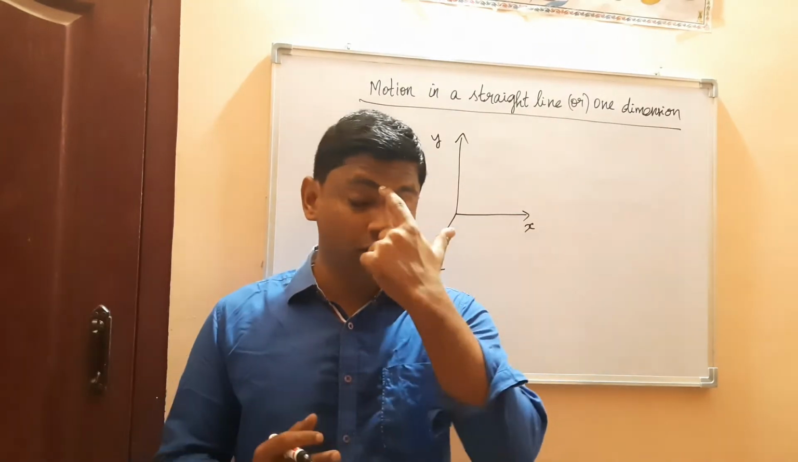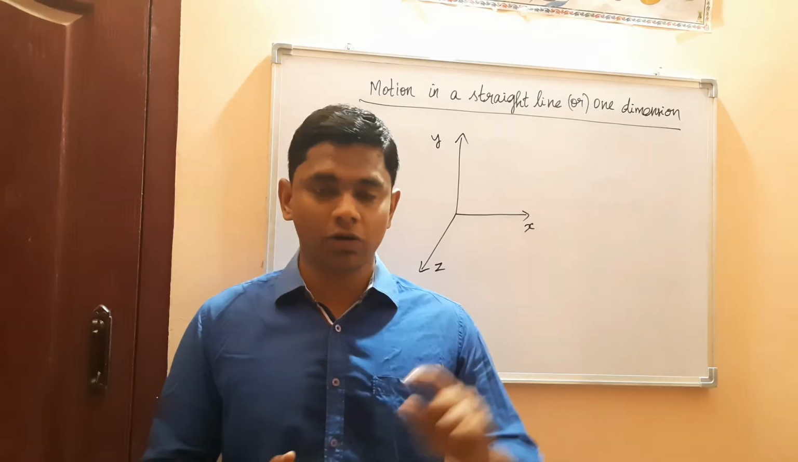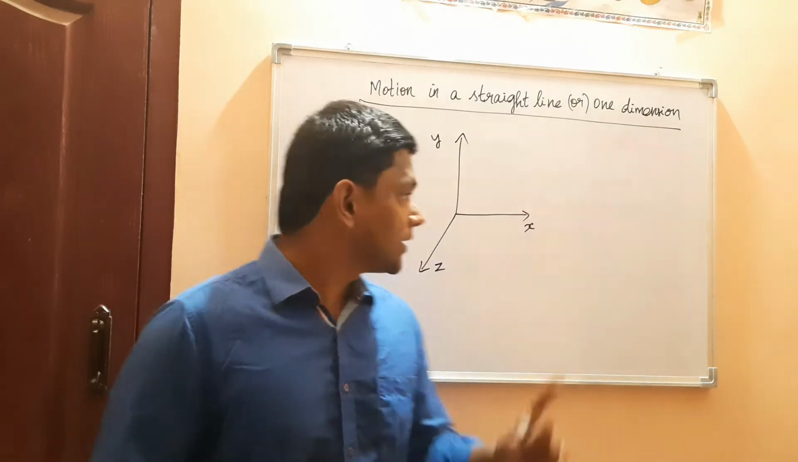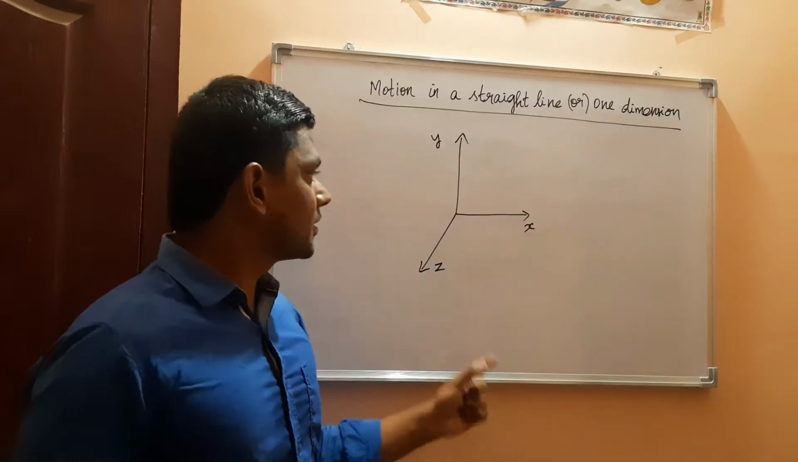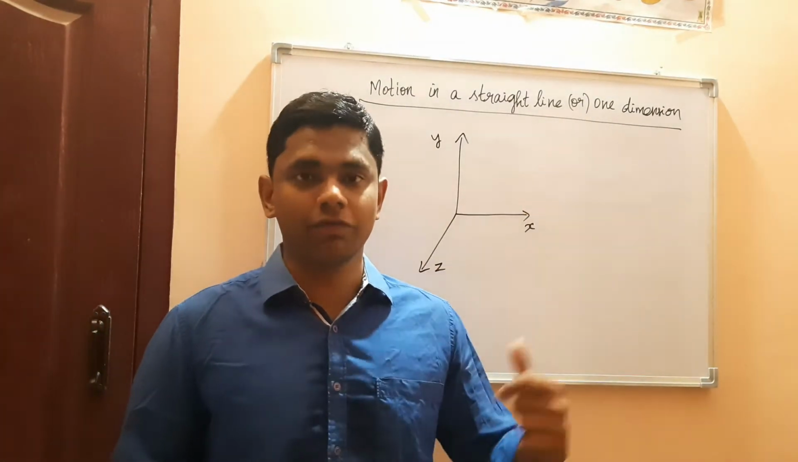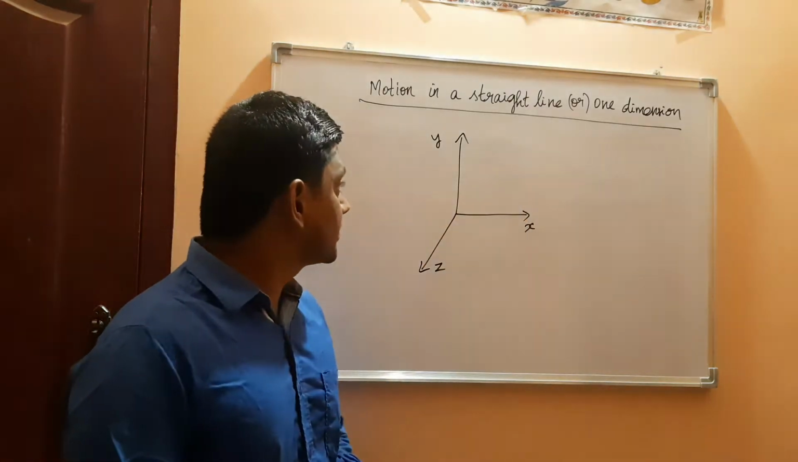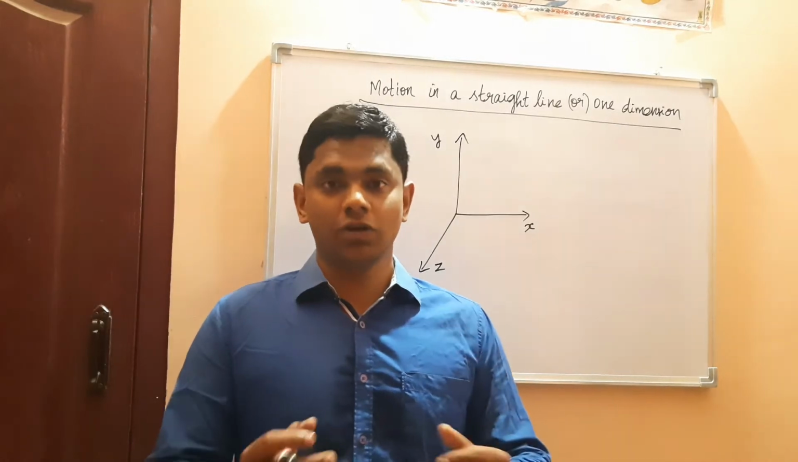Then the next question is how to locate the position of an object and how can we know about the position of an object. For that we need a frame of reference. This three-dimensional coordinate system, or a rectangular coordinate system, is the best example for a frame of reference. Here there are x, y and z axes. These three axes can be used to describe the position of an object.